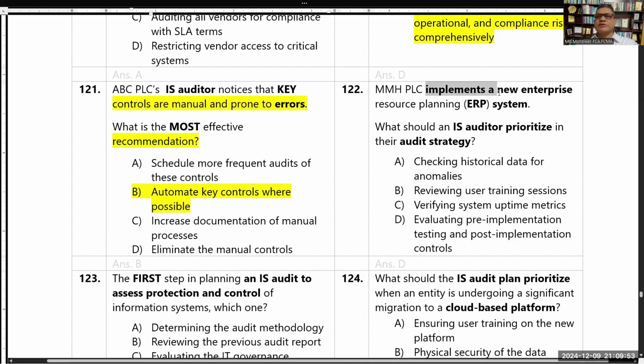PLC implements a new enterprise resource planning system. That means when a company implements a new ERP system, what should an IS auditor prioritize in their audit strategy? In their strategy, prioritize evaluating pre-implementation testing and post-implementation controls. Answer D.